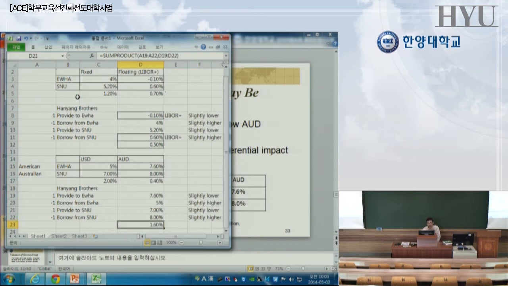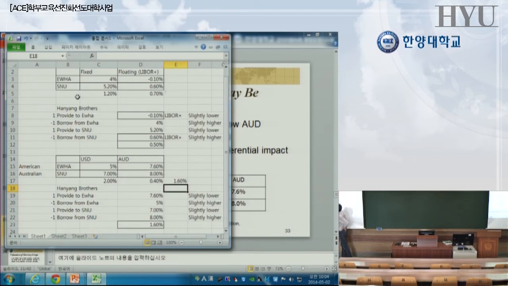Okay, so through this deal, you can make 1.6% for every transaction without any risk. And the amount of this 1.6% is exactly the difference between the comparative advantages of the two deals. Again, you don't have to borrow any money from either the US market or the Australian market. What you can do is borrow money from SNU, okay, and give that money to EYU.